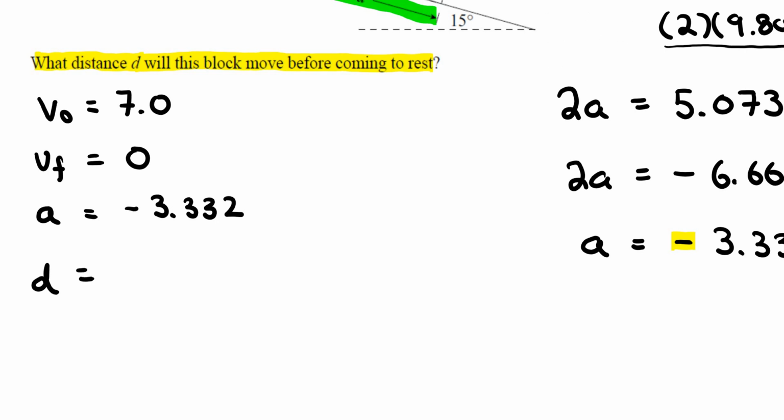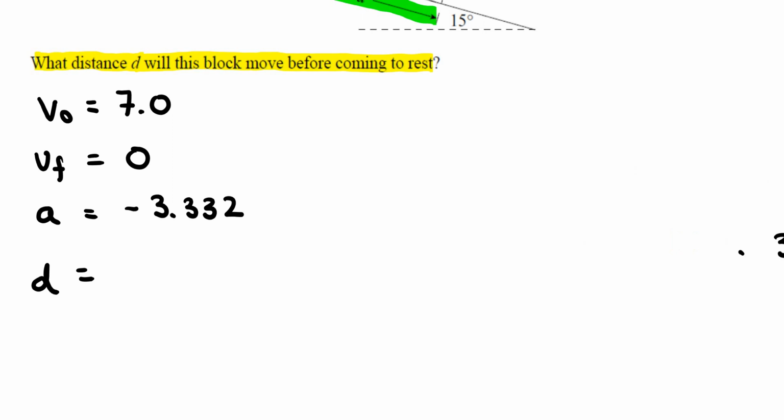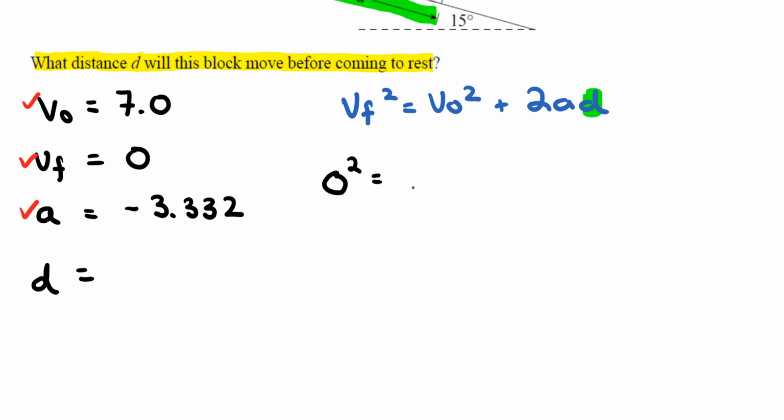Okay. What we need to do now is find a kinematics equation that takes into consideration all these numbers, since we want to find the distance traveled. The kinematics equation that fits the bill here is your final speed squared equals your initial speed squared plus 2 times the acceleration times the distance traveled. And we want to solve for the distance traveled. So Vf squared is 0 squared equals 7 squared plus 2 times the acceleration, which is negative 3.332, times the distance.